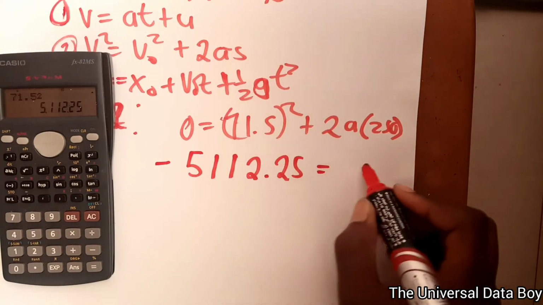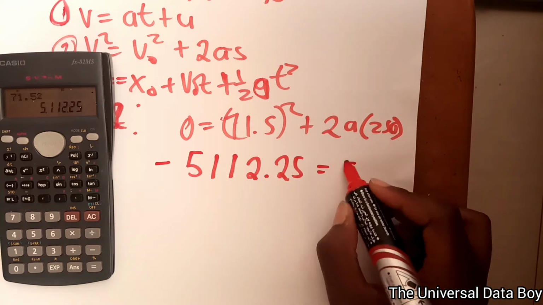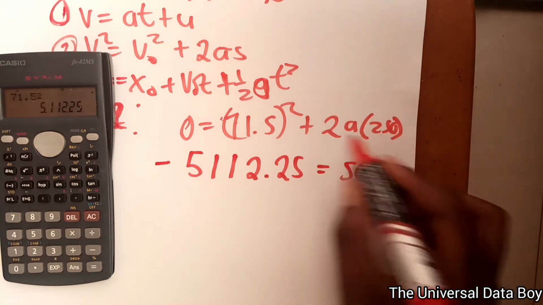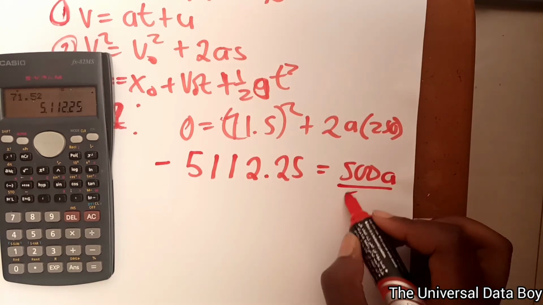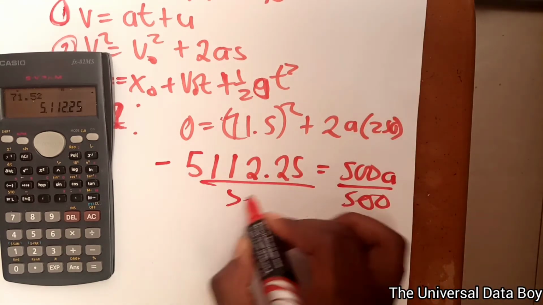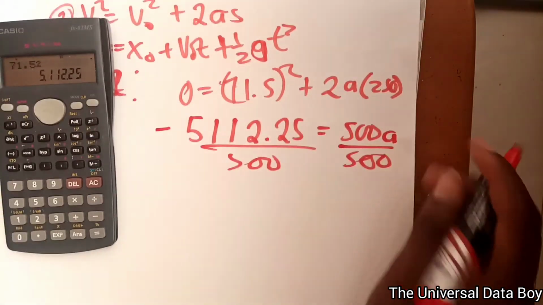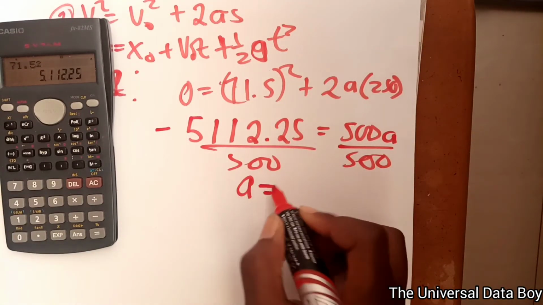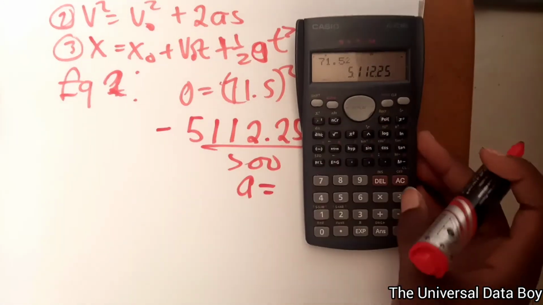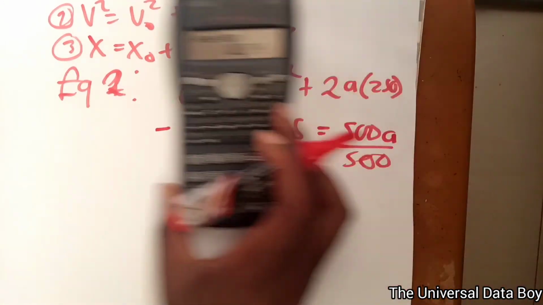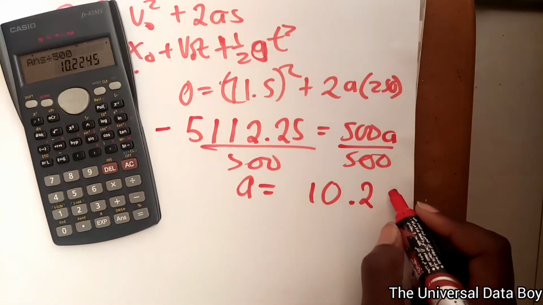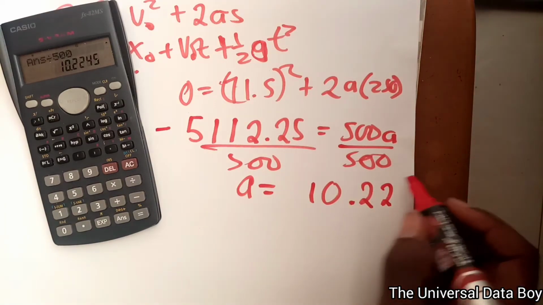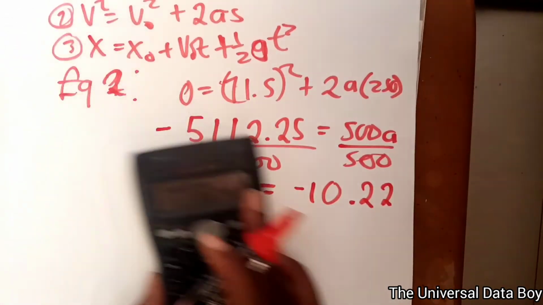5,104.25 being equal to this one, that's 500, 250 times 2, over 500. We're going to have a being equal to this one divided by 500, 10.22, but then in this case it's going to be negative because of the negative that's there.